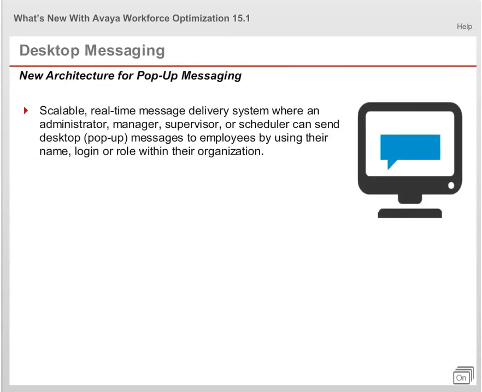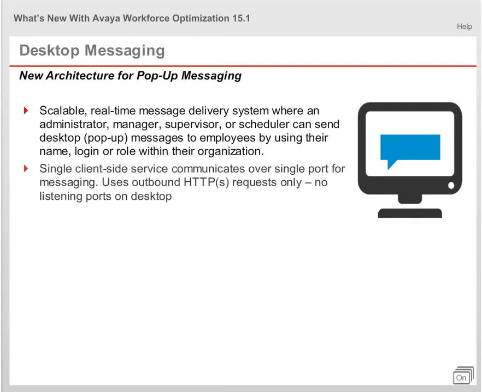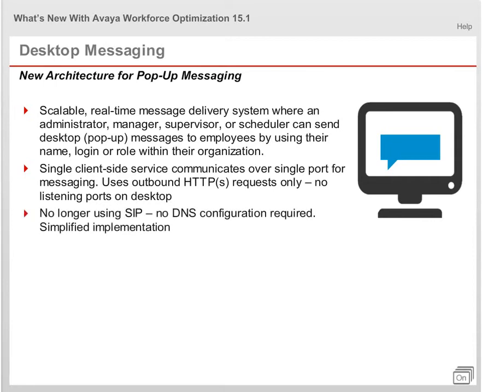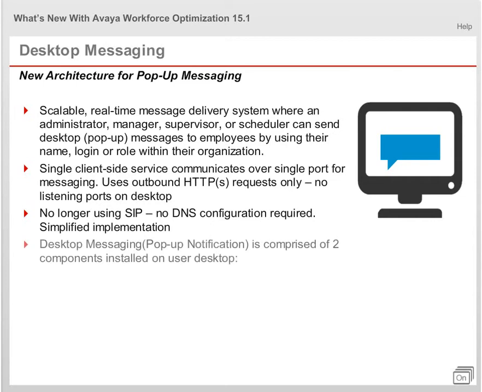The existing pop-up messaging mechanism has been replaced by the desktop messaging feature, which provides a scalable, real-time message delivery system. Desktop messaging enables an administrator, manager, supervisor, or scheduler to send desktop messages to employees by using their name, login, or role within their organization. The feature does not require the client machines to listen on specific ports, as communication is via HTTP. And as the mechanism does not use the SIP protocol, there's no requirement to configure DNS entries on the customer's network. The feature requires two components installed on the user's desktop, the Desktop Connection Manager and the Desktop Messaging Client.